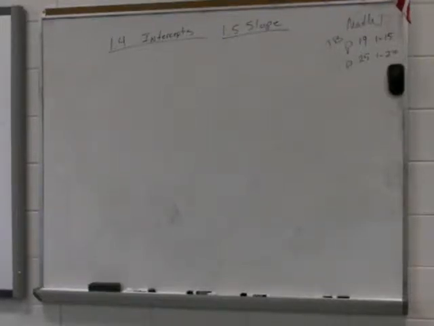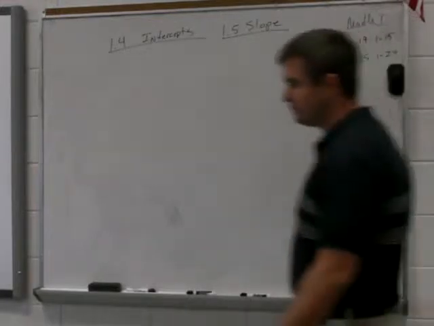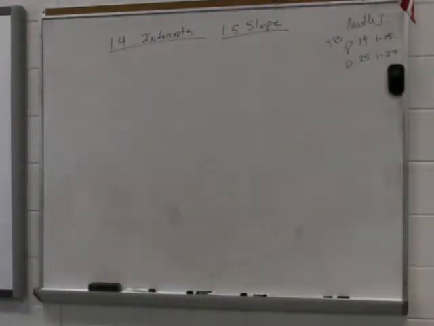Alright, here we go. We're talking about section 1.4. We're going to talk about X and Y intercepts. We're going to talk about slope, which is section 1.5. Your textbook should be open to page 17, roughly somewhere along there.